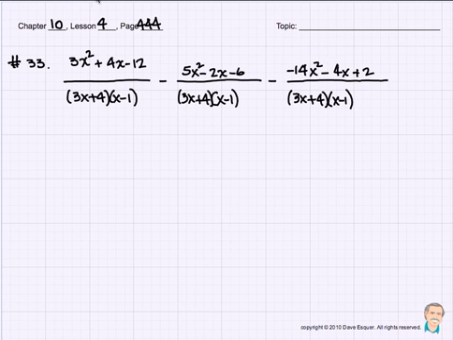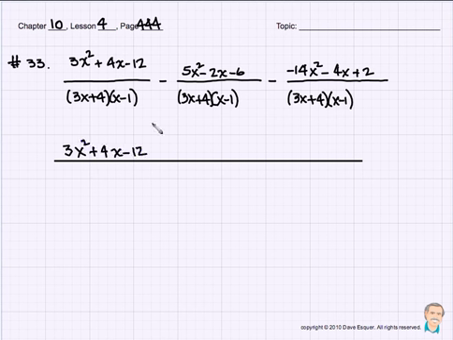Let's go from something simple to something way complicated, number 33. We have three terms, and luckily they all have the same denominator. So let's make one huge line and stick everything underneath that same denominator. So we have 3x squared plus 4x minus 12. And remember, we're going to change the sign of everything inside the parentheses because we have minus signs in front of them. Minus 5x squared plus 2x plus 6.